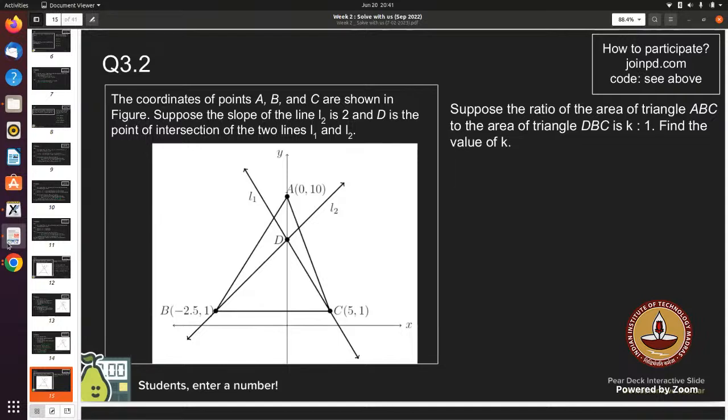You have to find the area of the triangle ABC because you know A, B, and C. You know the coordinate of D, so you know DBC. Find the area of those two triangles and then find the ratio. That will give you the value of k. So I will give you 2 minutes for this because this is easy again. So just solve it.